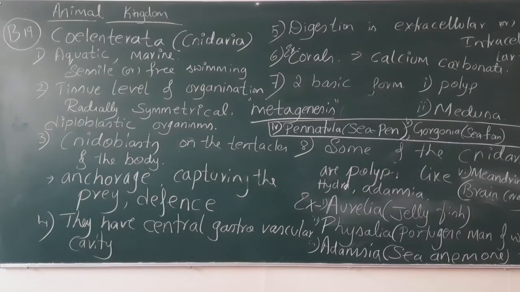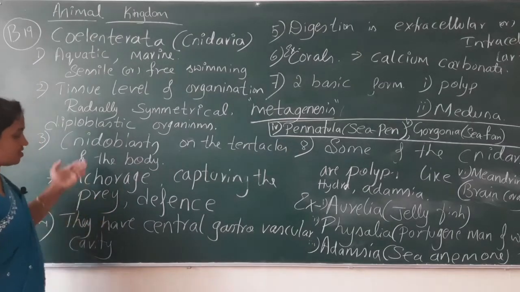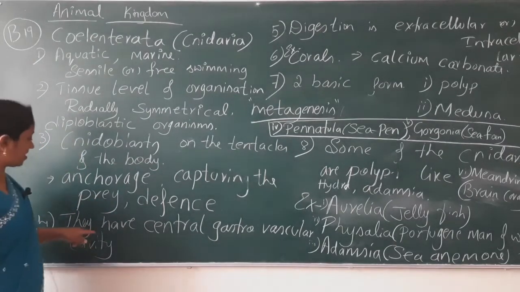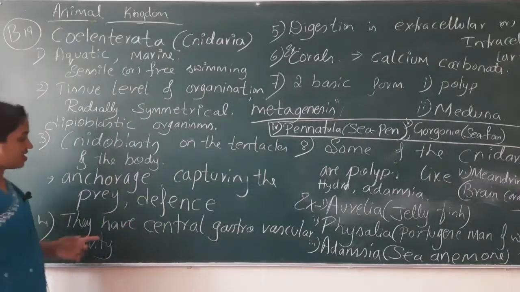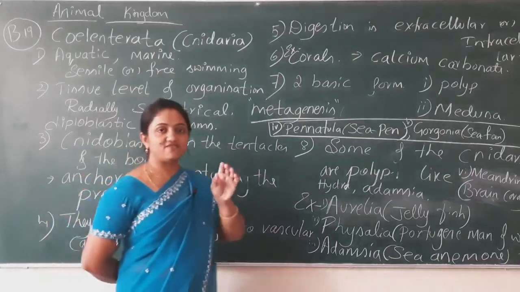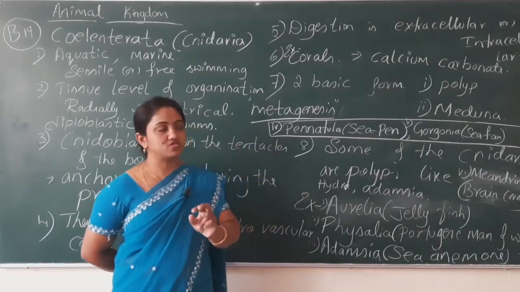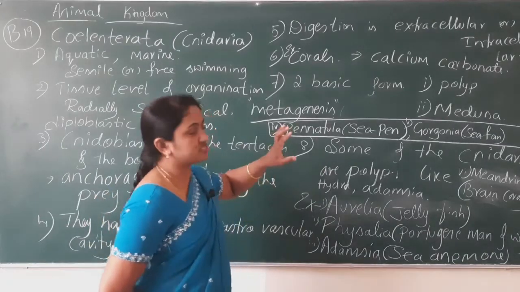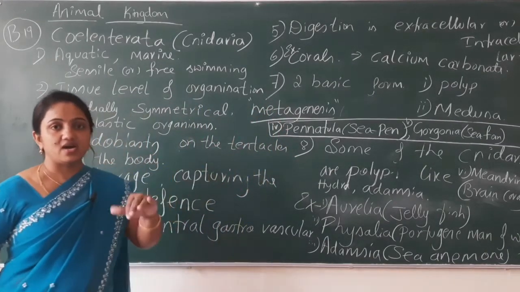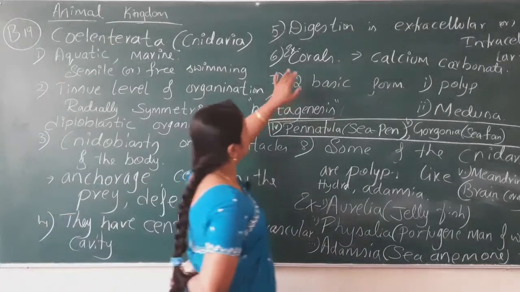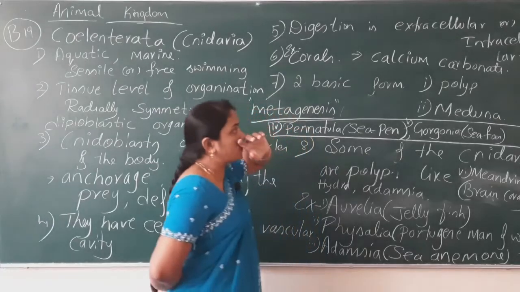And next is, at the hypostomatic region, they have a central gastrovascular cavity, and over there itself they possess a small opening known as mouth. At which position they have that mouth? At the hypostome, and the digestion is extracellular or intracellular.